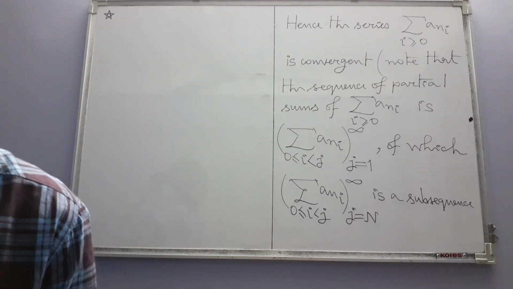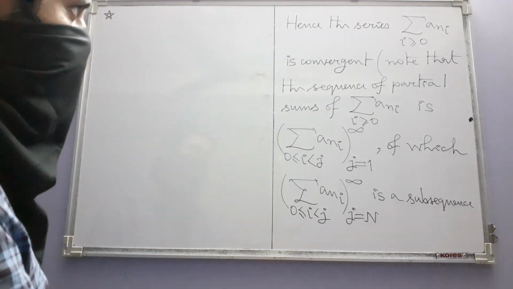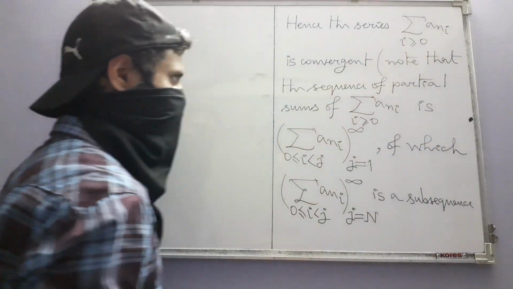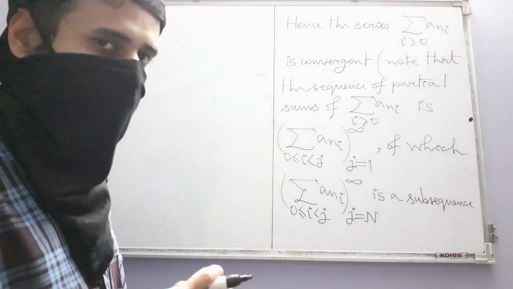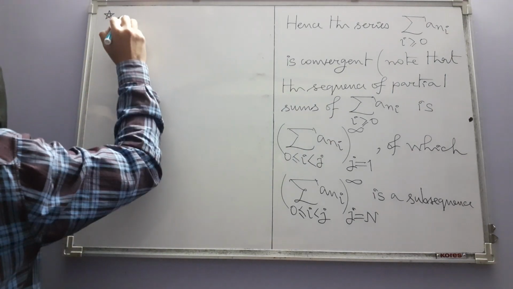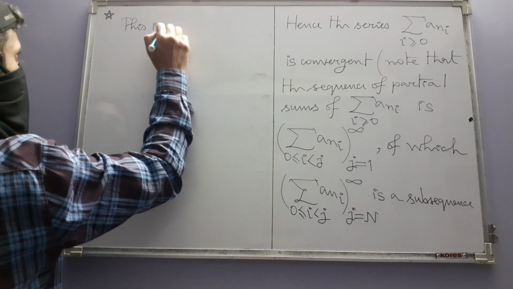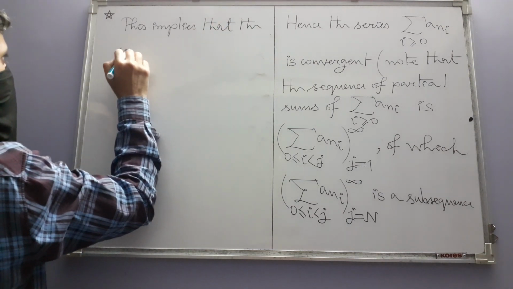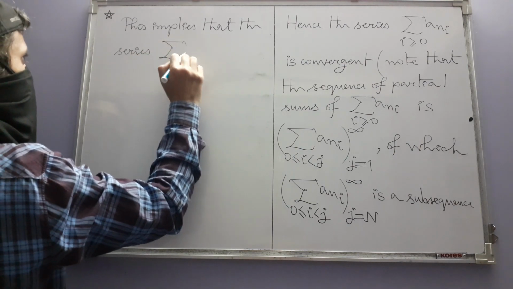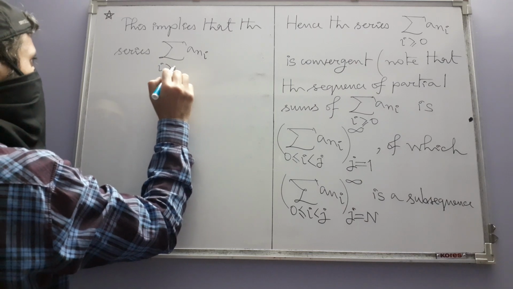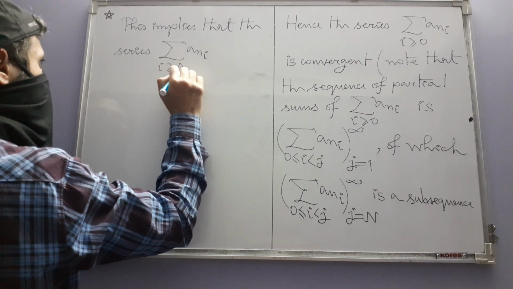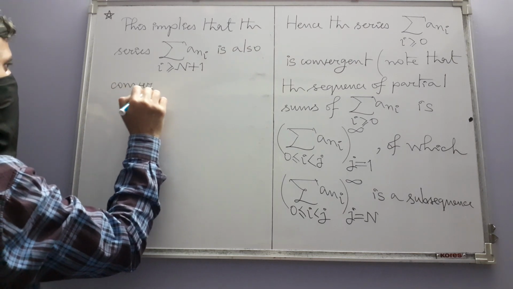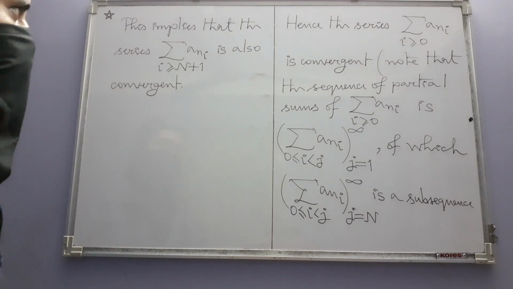Okay, but now the thing is that its convergence implies that if we remove finitely many terms from this series from the beginning, then that resulting series is also going to be convergent. This is also convergent. Okay.